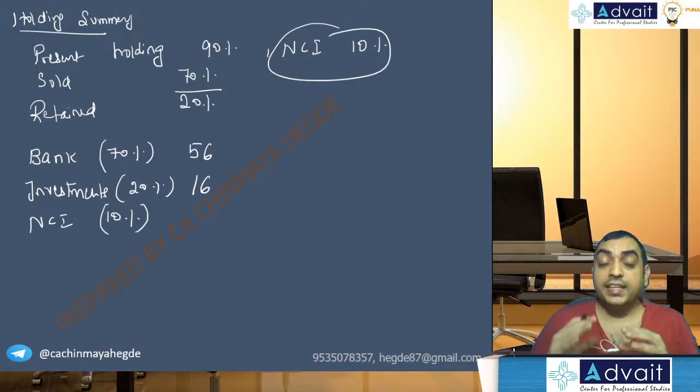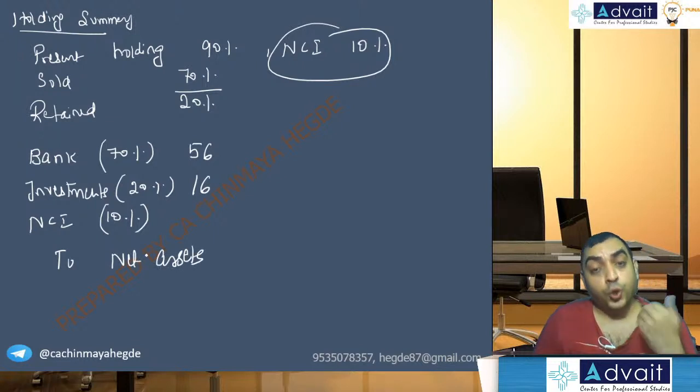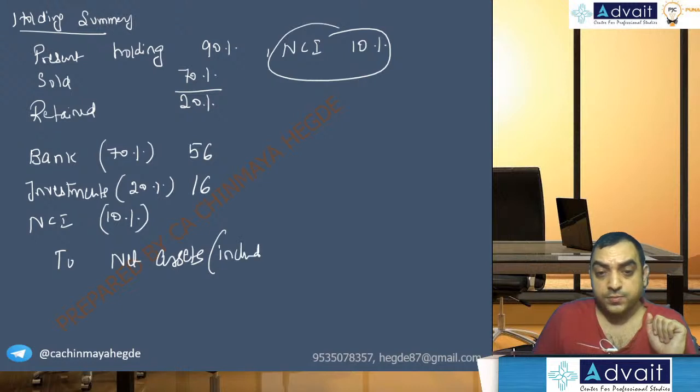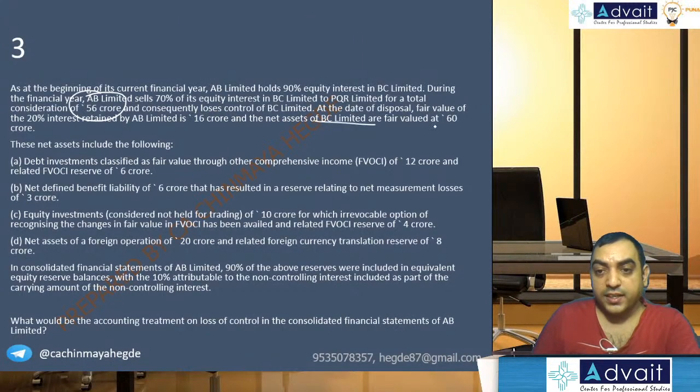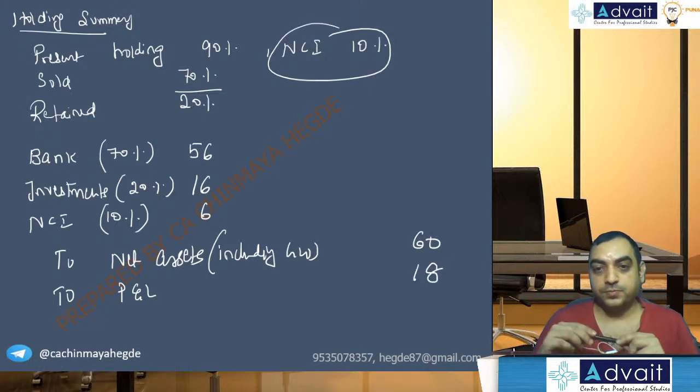And what is 10%, which is NCI? That is whatever the net assets existing value. So to net assets. Ideally we should have written to goodwill, no information on goodwill, so I will say including goodwill, then to NCI, whatever the profit or loss. Okay, how much is net assets? Net assets of BC Limited, fair value of 60 crores, and 10% means that comes to 6 crores. So what is the balancing figure? Profit or loss? I think profit. The profit will be to P&L. Please find out the balancing figure. I think you get 18 crores. Please check the calculations. Are the amounts fine?